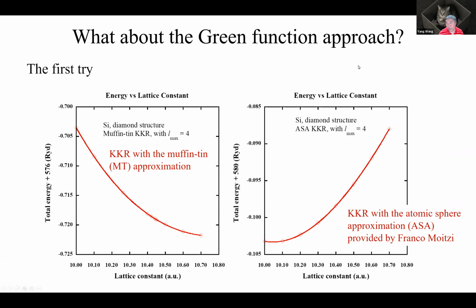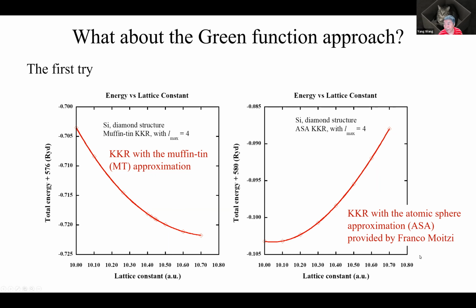How about the Green's function approach? Let's give it a try. We have the code. I just turn on the muffin-tin approximation because it's easy and fast. What I found is this: when you change the lattice constant, you don't get a parabolic curve. Rather, the energy just goes down the hill and keeps decreasing. That's not what we expect. We expect the energy to have a minimum value near the equilibrium lattice constant, and further away from that you get a higher energy.